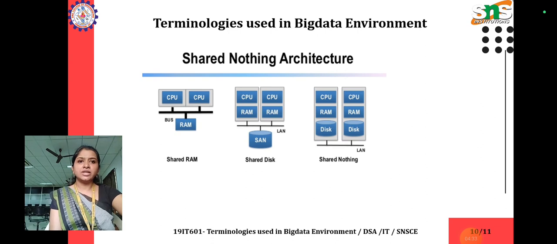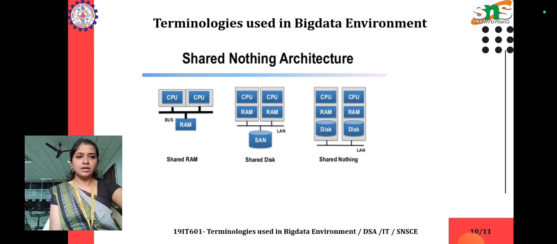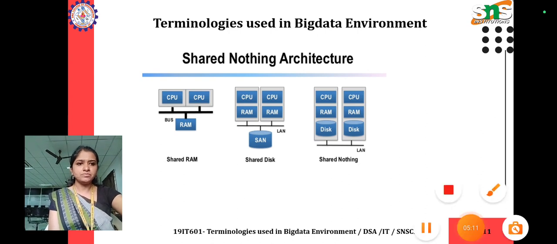This is the architecture diagram of the shared nothing architecture, in which the first one is the shared RAM. Here the RAM is connected to the bus, and it is connected to your CPU. Then the shared disk: here there is a storage area network called SAN, which is connected to your LAN, and after that random access memory and CPU are connected. In the shared nothing architecture, there is no shared architecture here. The disk, RAM and CPU form an individual architecture for each and every LAN which is connected to the system.